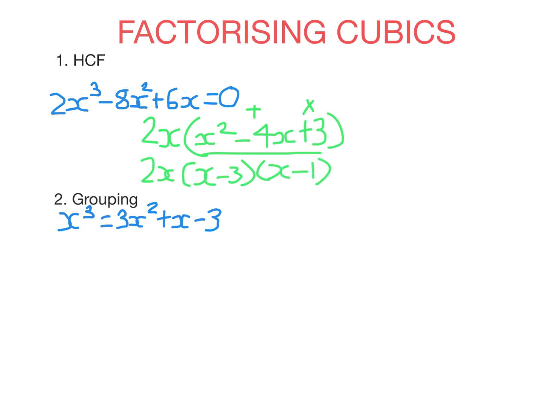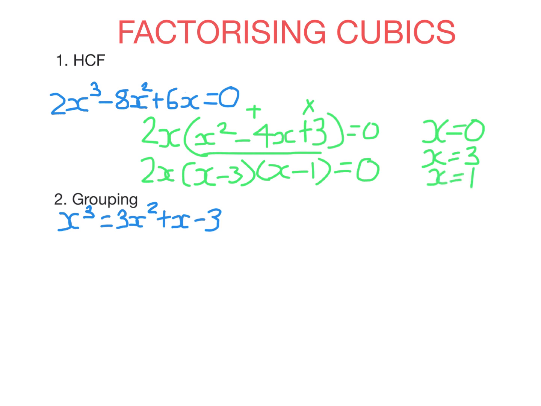So now what we have is a bunch of things multiplied together to equal 0. So the null factor law says either the first thing equals 0, so that would mean x is 0, or the second thing equals 0, giving x equals 3, or the third factor equals 0, and that would mean x equals 1, and we're done.